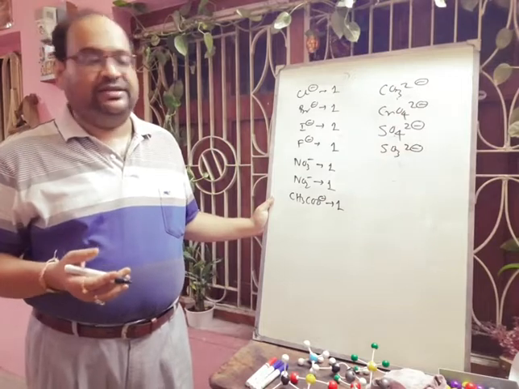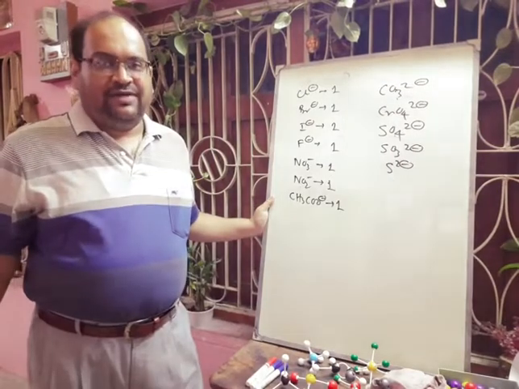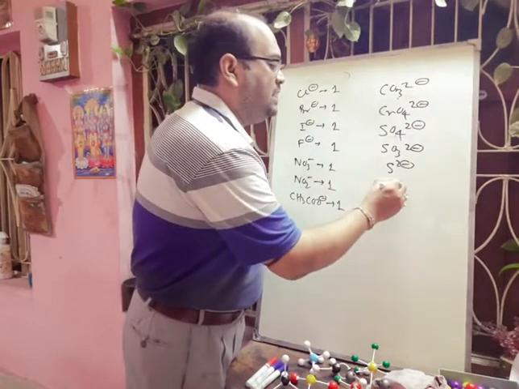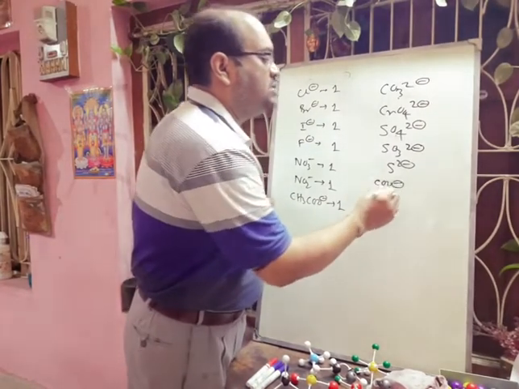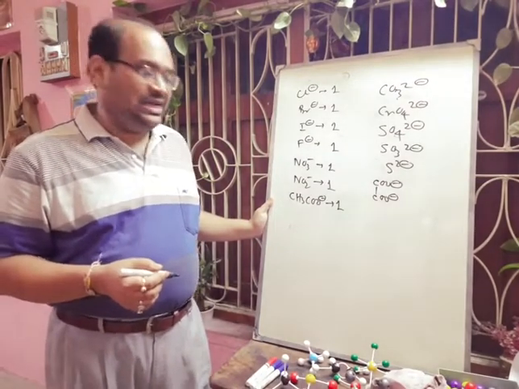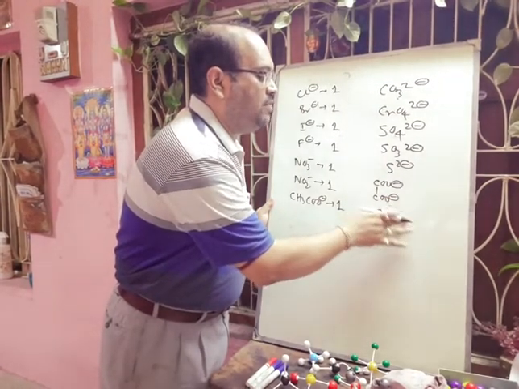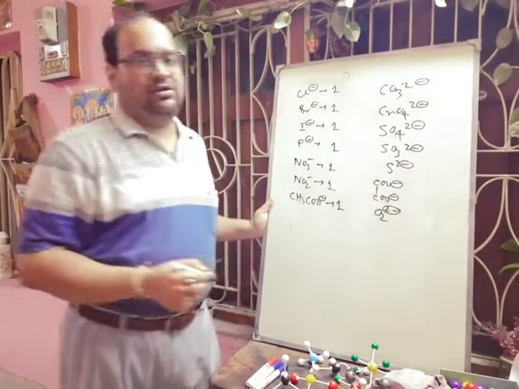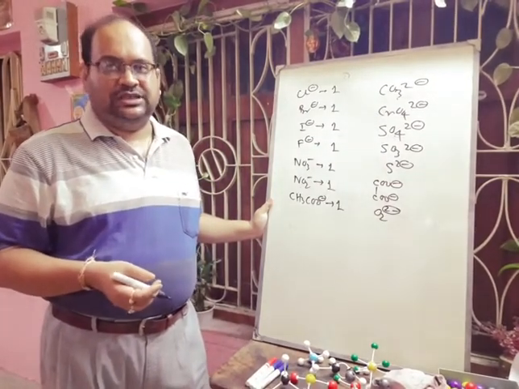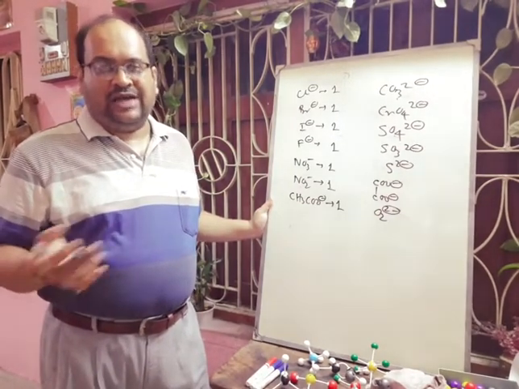Like sulfide, S 2 minus. So these are all divalent. Oxalate, C2O4 2 minus, is also a divalent acid radical. So you have to remember these divalent radicals. Oxide, O 2 minus. Peroxide, O2 2 minus, is also a divalent acid radical. Zincate, ZnO2 2 minus, is also a divalent acid radical.